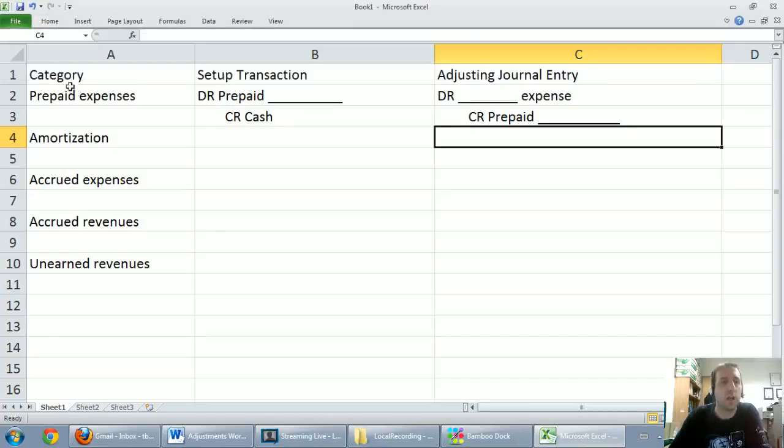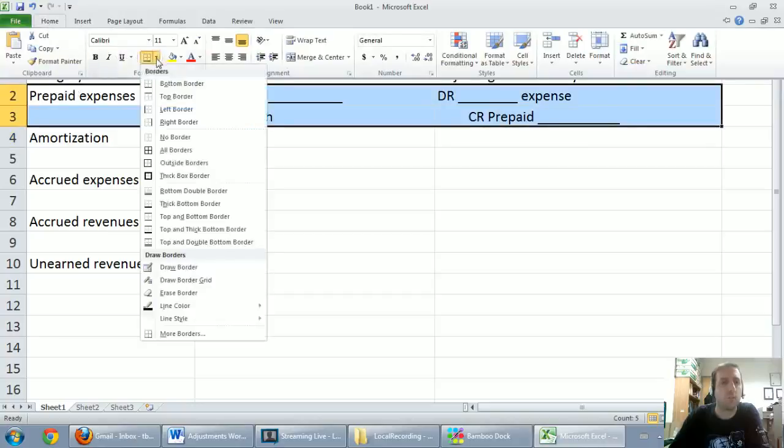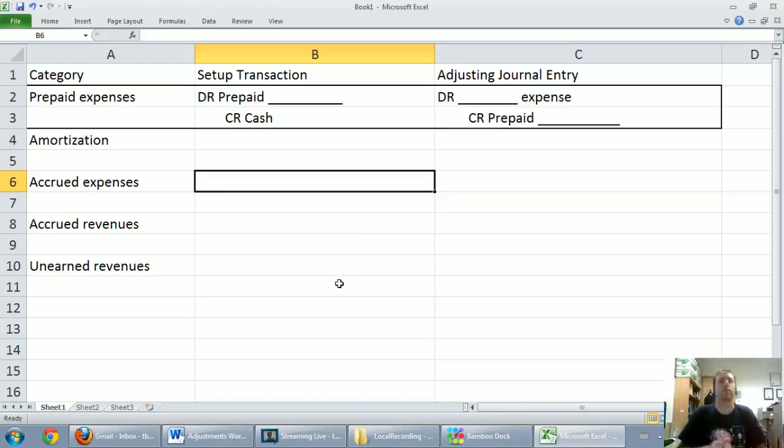Now let's see if I can kind of put a loop around this. Maybe like that. Yeah, that's good. Okay, so that's prepaid expenses.